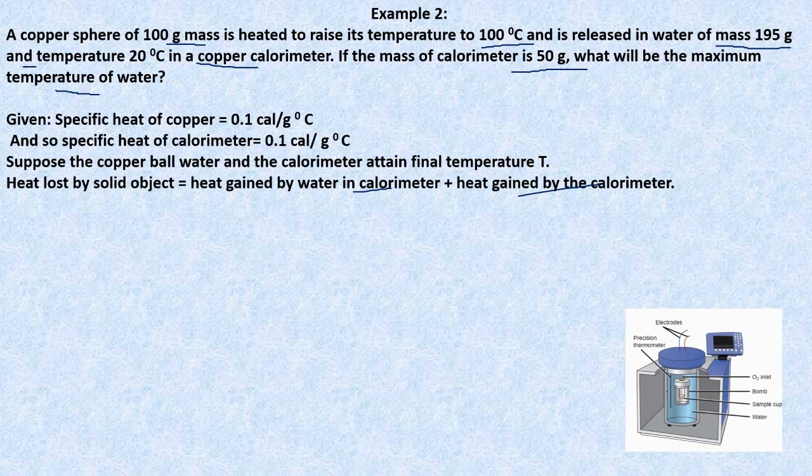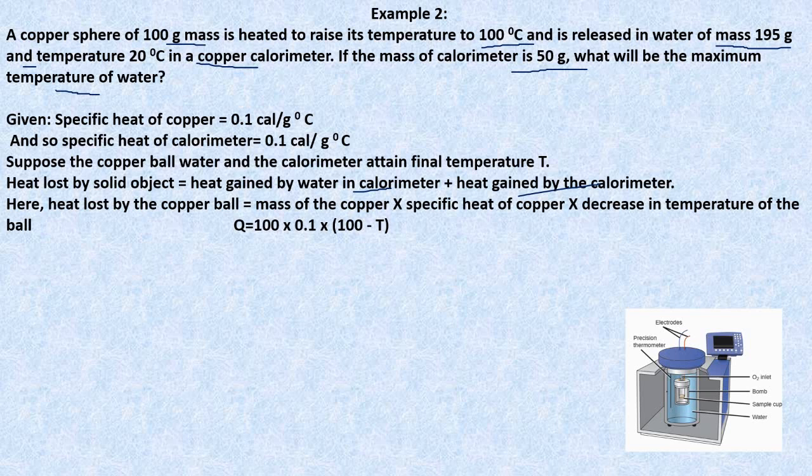So heat will be lost by the copper sphere, and the heat lost by the copper sphere will be the heat gained by the water in the calorimeter. So basically over here water is the colder object and it will gain some heat energy, and also the calorimeter, and hence we get this expression.